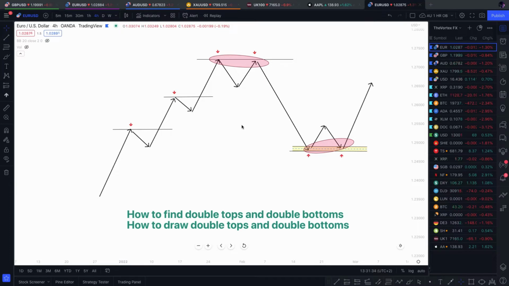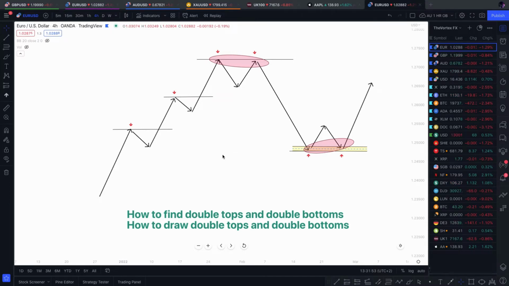We are covering everything, and I mean everything to do with double tops and double bottom patterns, because they are such a popular pattern to trade and they occur everywhere all the time. So why not learn about them, right? They're a real thing. So let's dive right in.